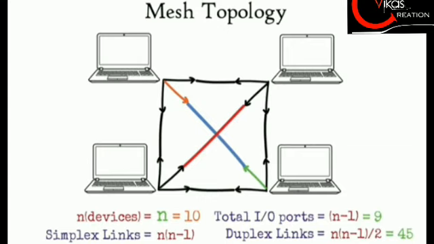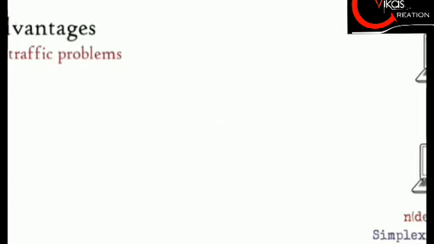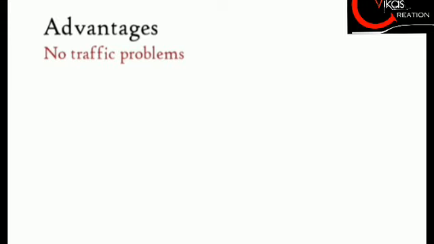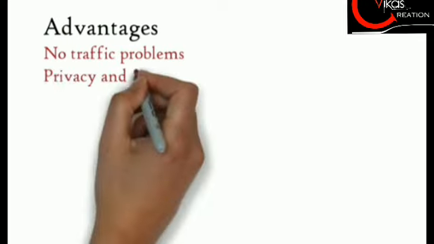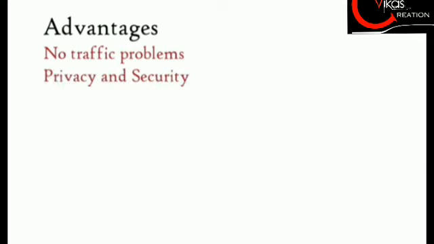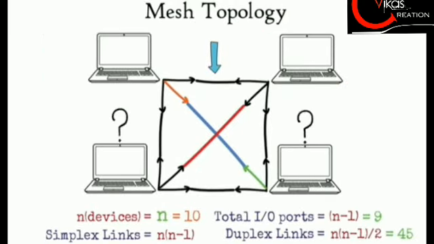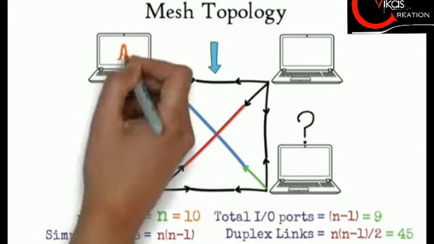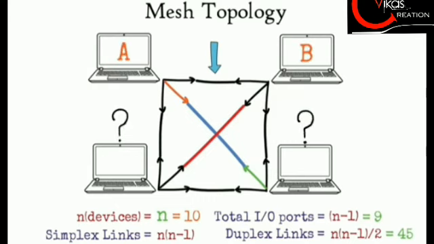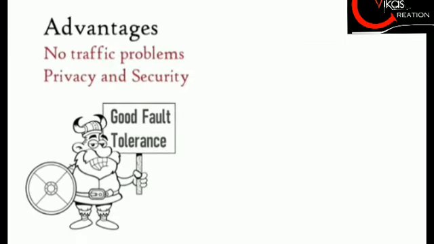However, the dedicated point-to-point link eliminates traffic problems, which are encountered if a link is shared among several devices. The dedicated point-to-point link maintains privacy and security of the messages shared between two devices, because other computers cannot hear what computer A is saying to computer B. If one link fails, it does not affect the whole network, that is good fault tolerance.